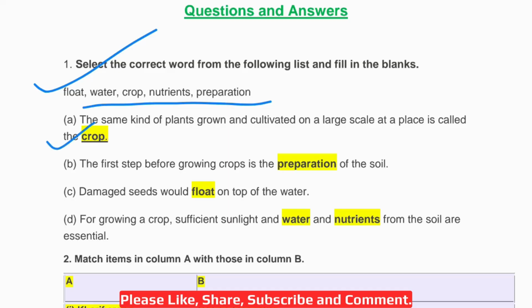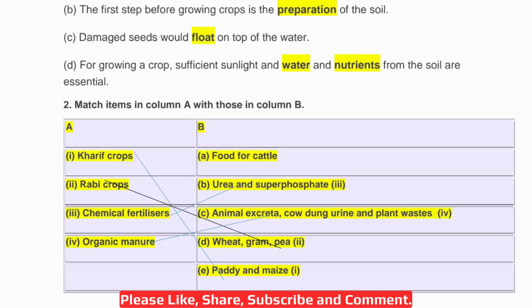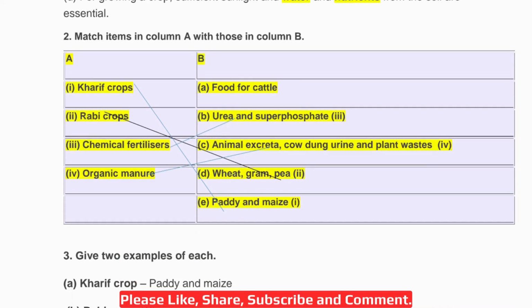Now the first part, the same kinds of plants grown and cultivated on a large scale at a place is called a crop. Second, the first step before growing crops is the preparation of soil. This is the first step. C, damaged seeds would float on the top of water. D, for growing a crop, sufficient sunlight and water and the nutrients from the soil are essential.